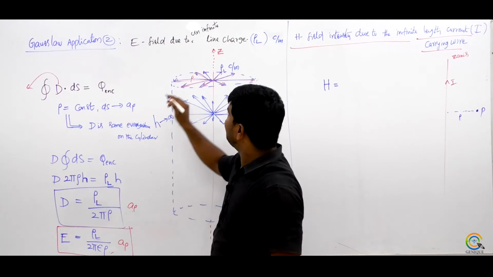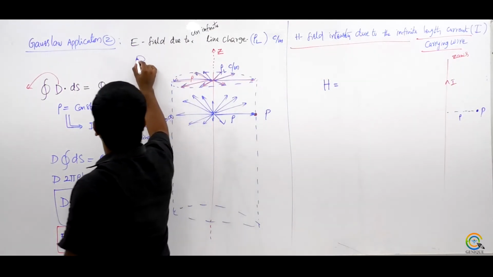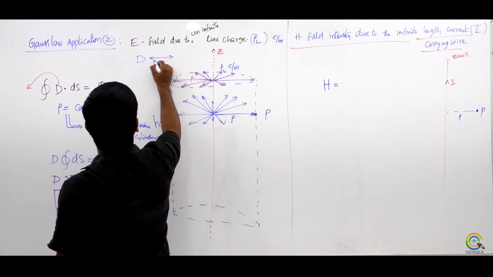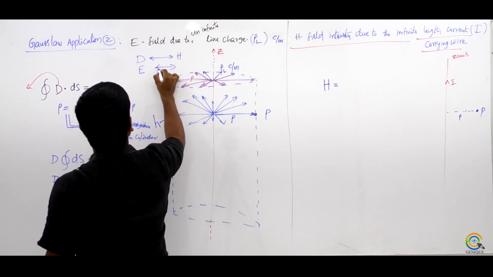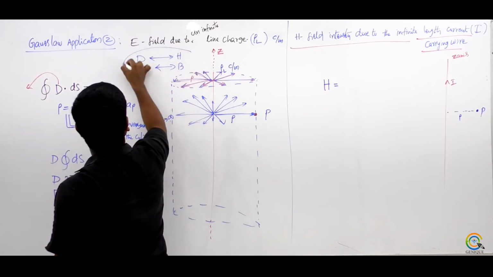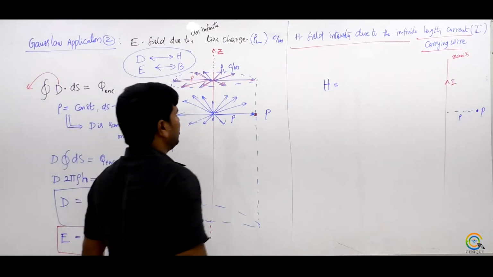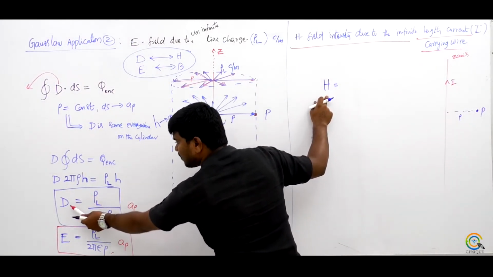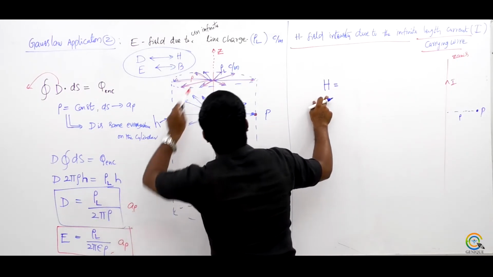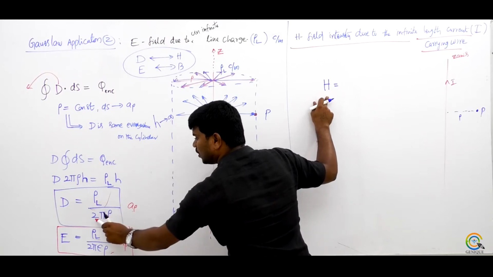So there is a similarity, you have to observe every time, between D and H. There is a similarity between E and B. You have to always take this. So it is H. H means, D equals what? Rho L divided by 2 pi rho.